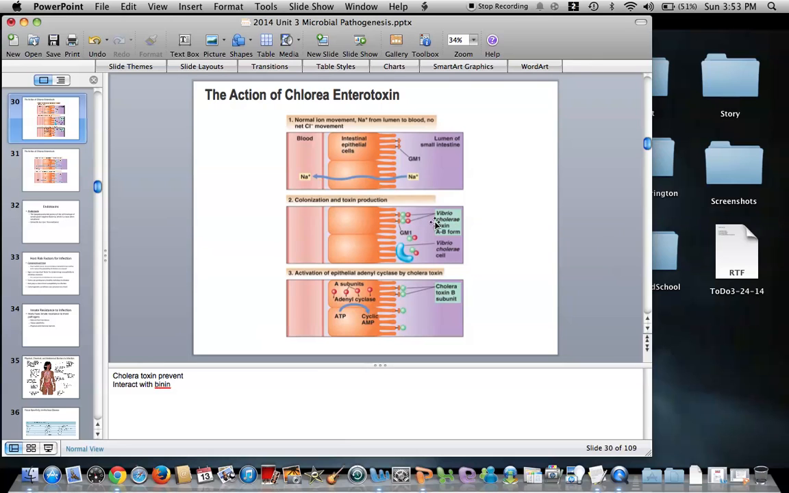Cholera messes with your... first, it's from the AB exotoxins, but yeah, it essentially just messes with the ability to produce cAMP.